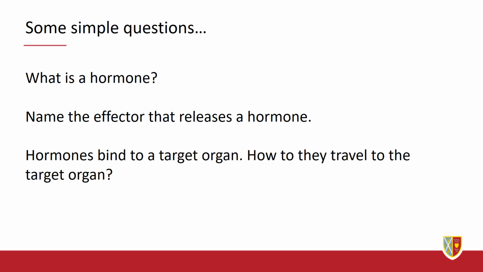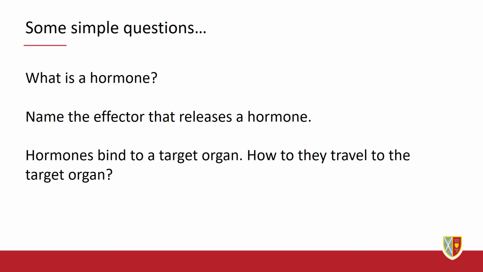Okay, so a hormone, for those of you that have just replayed the video and are waiting for some answers, is a chemical messenger. It's a chemical substance. It travels in the blood around the body. It causes a change in a target organ. There are marks available for pretty much all four of those things. It is a chemical messenger produced by a gland, travels in the blood, and causes a change in a target organ.